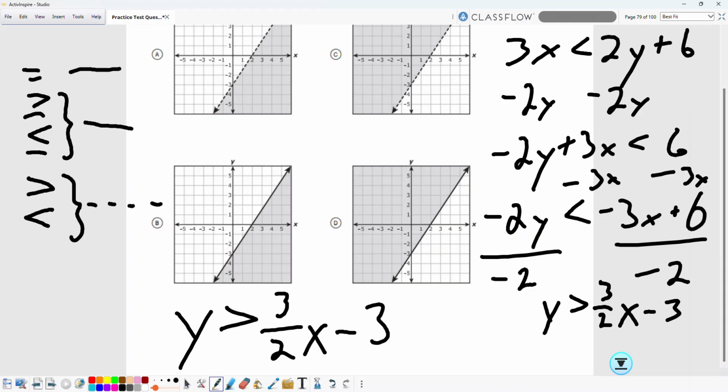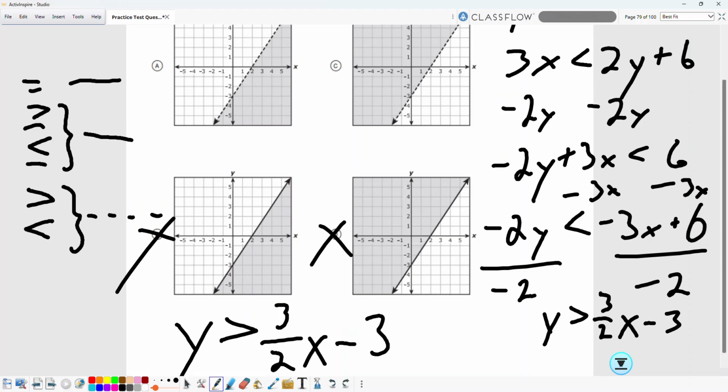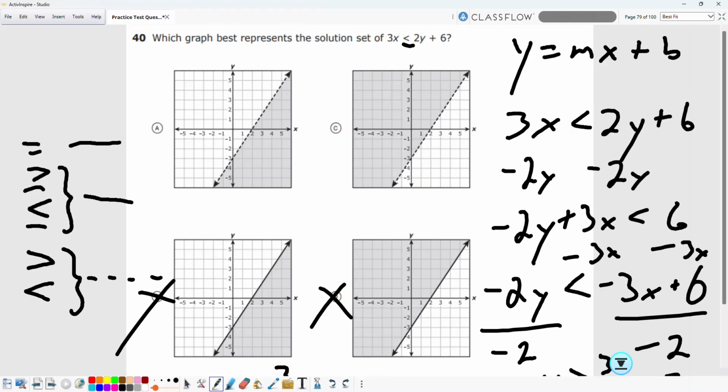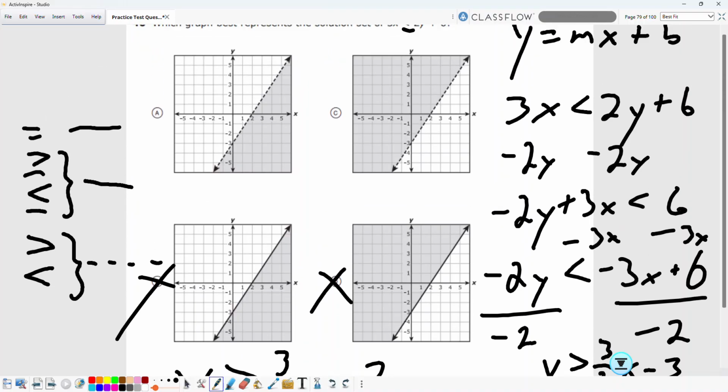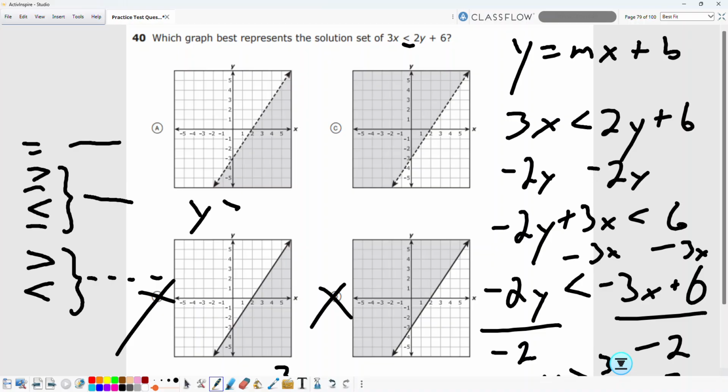And that's important because we can look at our graphs and immediately eliminate B and D. They cannot be right. Right, so then we have our slope of 3 over 2. And we have our y-intercept of negative 3. Okay, so I'll just write it cleanly up in the middle. Looking at our y-intercept, we can see that both of those check out. They have a y-intercept of negative 3.